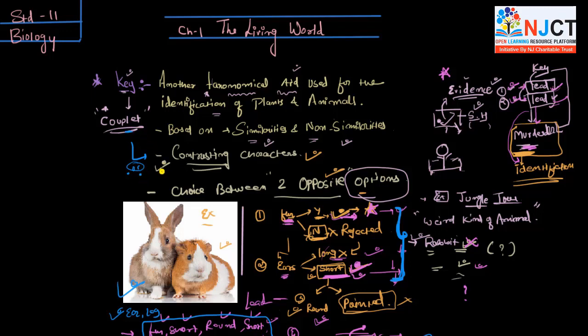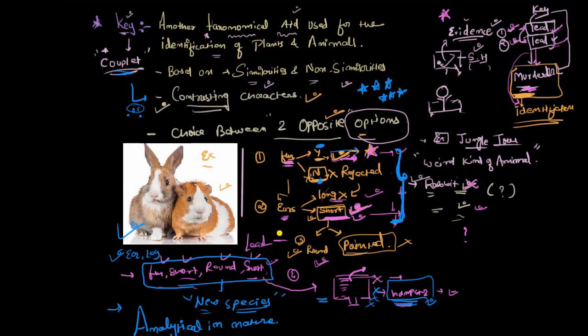These couplets are always opposite to each other, always a contrasting character. Very important. This is called a couplet of characteristics. Then, with each of your answers, yes or no, the acceptance of one answer is automatically the rejection of the second. Each of them works as a lead for you, and each lead is going to take you to the identification of whatever animal or plant you have.